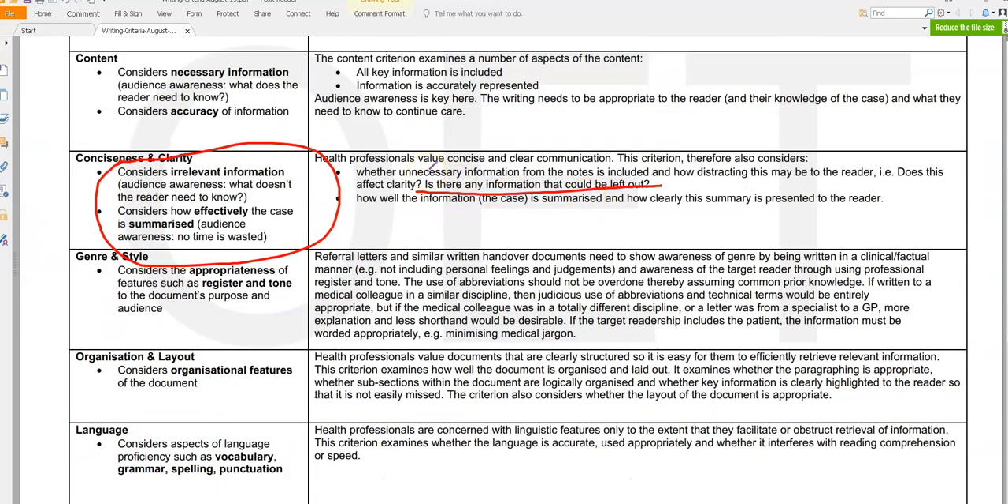Unnecessary stuff. Who are you writing to? Occupational therapist. I don't need all that information, detail. Anything that could be left out, and how well the case is summarised. So that's down to your writing style. Okay, so hope that helps.